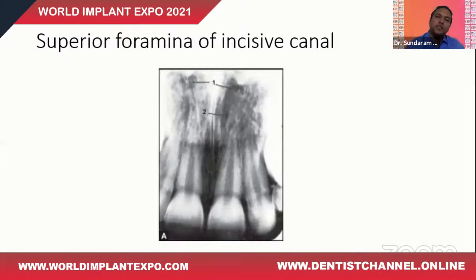What other structures you could see in this radiograph are the superior foramina that is present over here, and it continues as the incisive canal down.